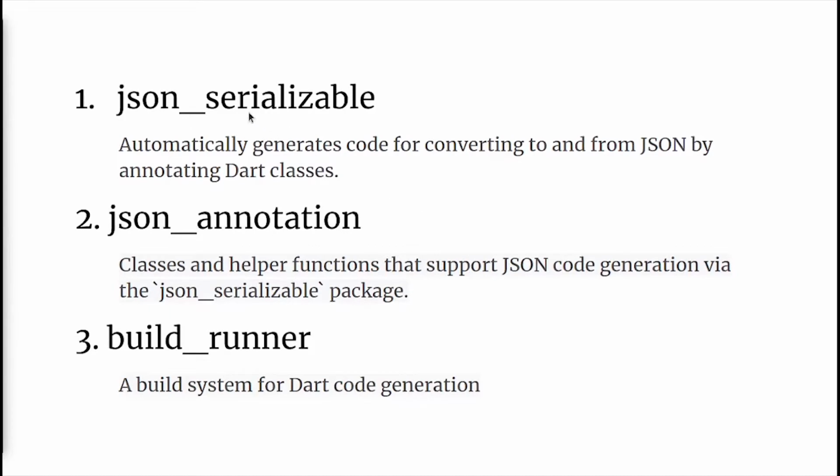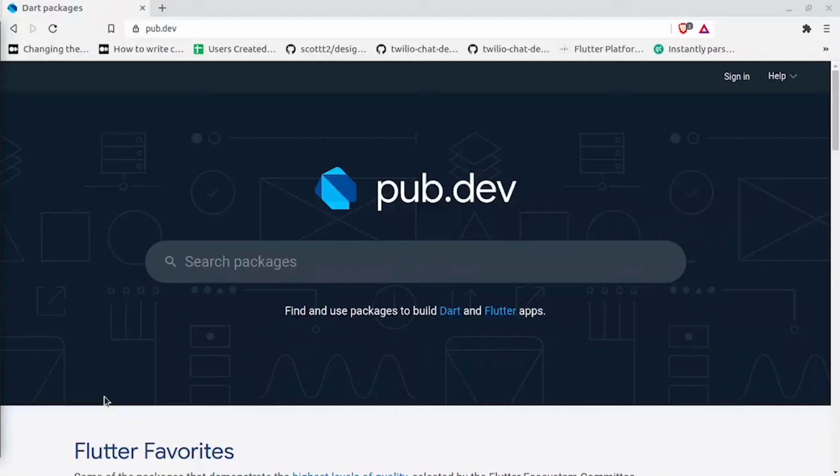The first one is JSON Serializable. This package automatically generates code for converting to and from JSON by annotating Dart classes. Similarly, the second one is JSON Annotation. This package has all the classes and helper functions that support JSON code generation via the JSON Serializable package. And the last one is Build Runner, which is basically a build system for Dart code generation. Now let's grab all these packages and add them in our pubspec.yaml file one by one.